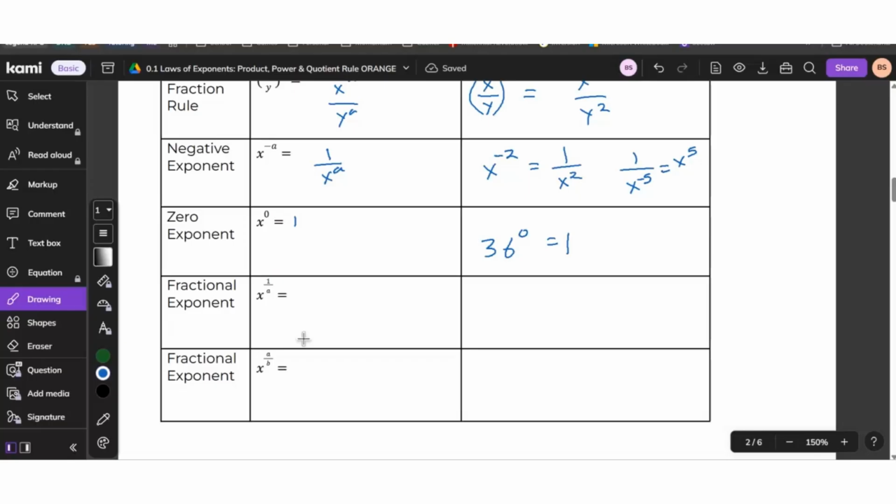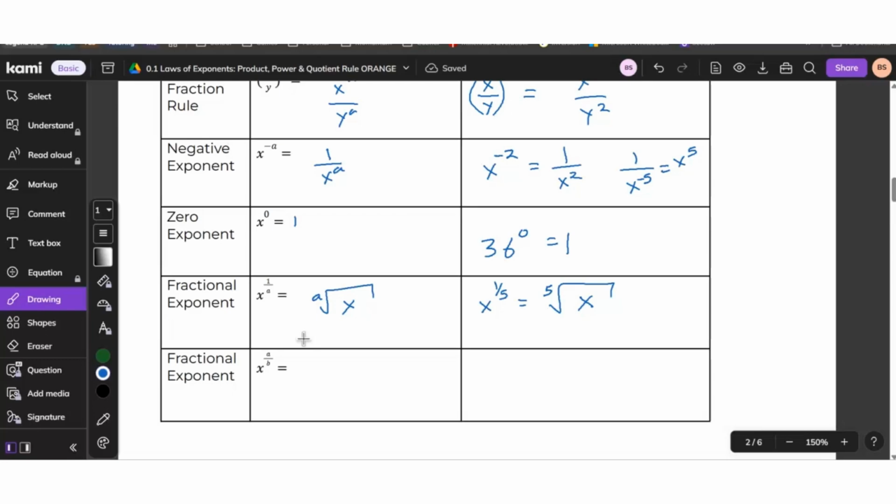All right. Now, fractional exponents, this is roots. So if I had x to the 1/5, that is the same as the 5th root of x. Right? So we can go back and forth between those.